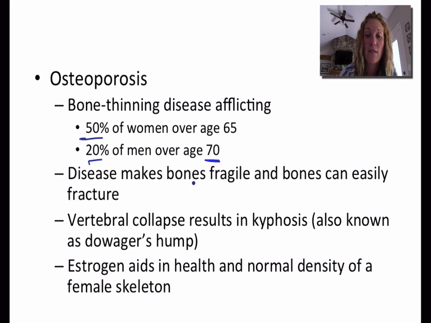The disease makes bones fragile, and bones can easily fracture. And then the vertebral collapse results in kyphosis. And then sometimes this is known as Dowager's hump. And then estrogen helps aid the health of the normal bone density as well.